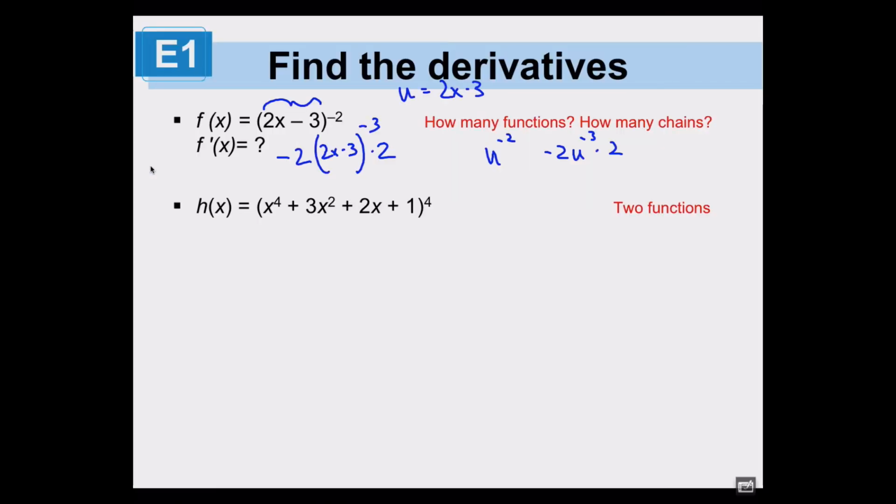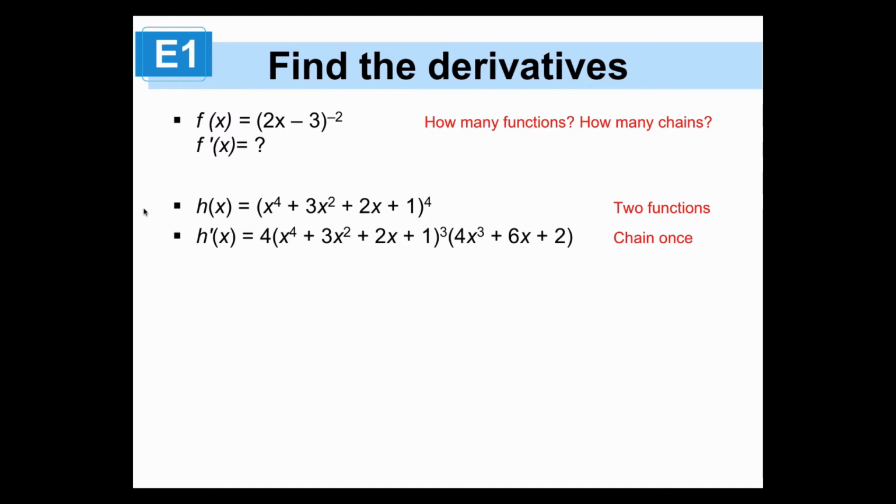The one in the middle and the one on the outside. The x to the 4th, the quartic, is on the inside, and then raising it to the 4th power. So it's a quartic within a quartic. So there's the derivative. Now notice what I did here.